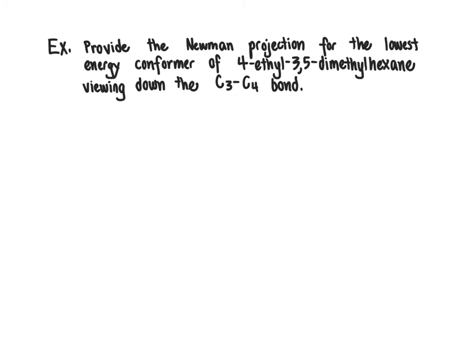So here, we're kind of flipping around the situation relative to the first 2 examples, where rather than being given a Newman projection and predicting a name, instead here we're giving a name and drawing the Newman projection for it. So let's first draw out a line angle formula or condensed structural formula for 4-ethyl-3,5-dimethylhexane, and then from there we'll convert that into our Newman projection.